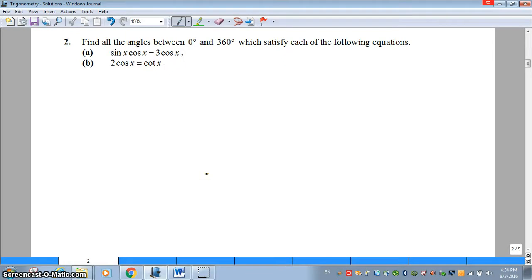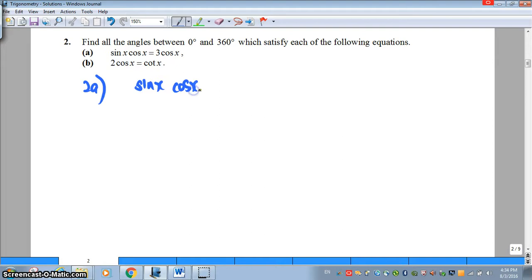Okay, let us come to example 2, which is the use of the next kind of question, the next technique. Find the angles between 0 and 360 which satisfy each of the following equations. Okay, notice the second type of question we are looking at is what I call factorization. There would be common factors which you can factorize and make use of the zero product rule. Let's take a look at 2a.